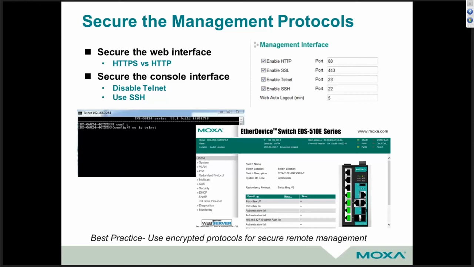Some customers prefer a console interface, so they'll connect using Telnet or SSH. So we recommend using SSH to secure that console terminal as well. And again, in the E series, we allow you to disable any of those insecure protocols, as well as change the port that the device listens to, so you can really obscure where those ports are and make it harder for people to find.